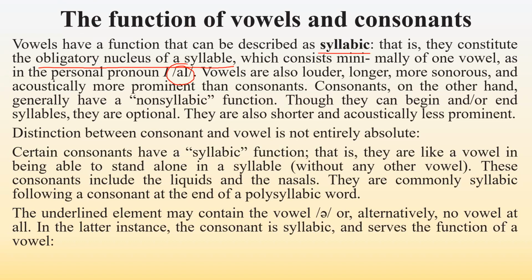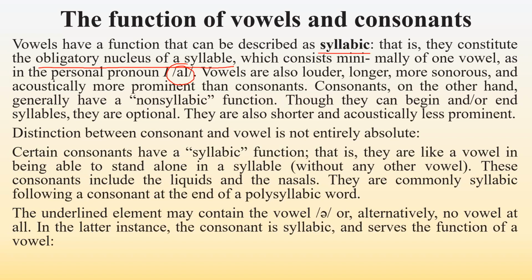And vowels are also louder, longer, more sonorous, and acoustically more prominent than consonants. Comparing vowels with the consonant sounds, they are louder and also comparatively longer than the consonants and more sonorous. Sonorous effect is higher in vowels than in consonants, and acoustically more prominent. That means, acoustically means how the sounds are traveling through air in the form of waves, right? So vowel waves are quite clearer and more prominent than the consonants.